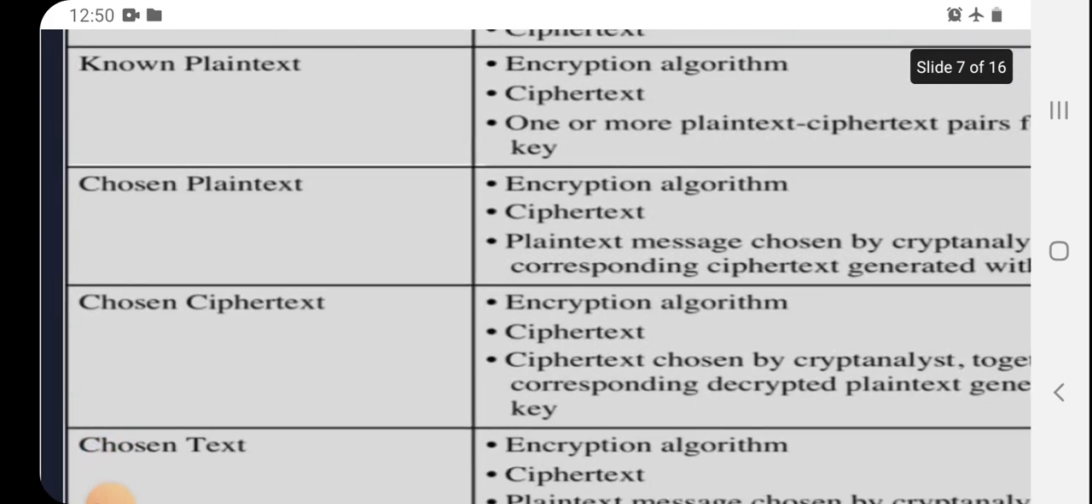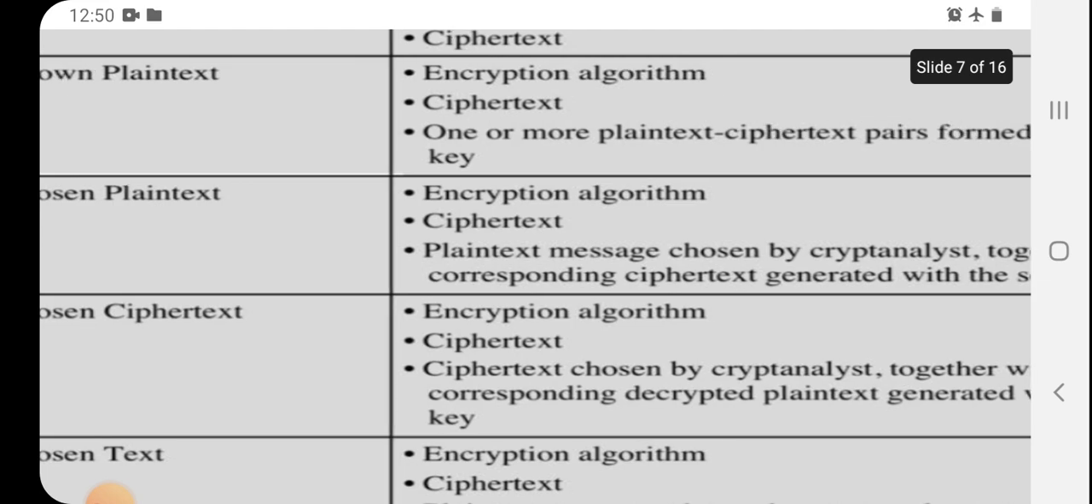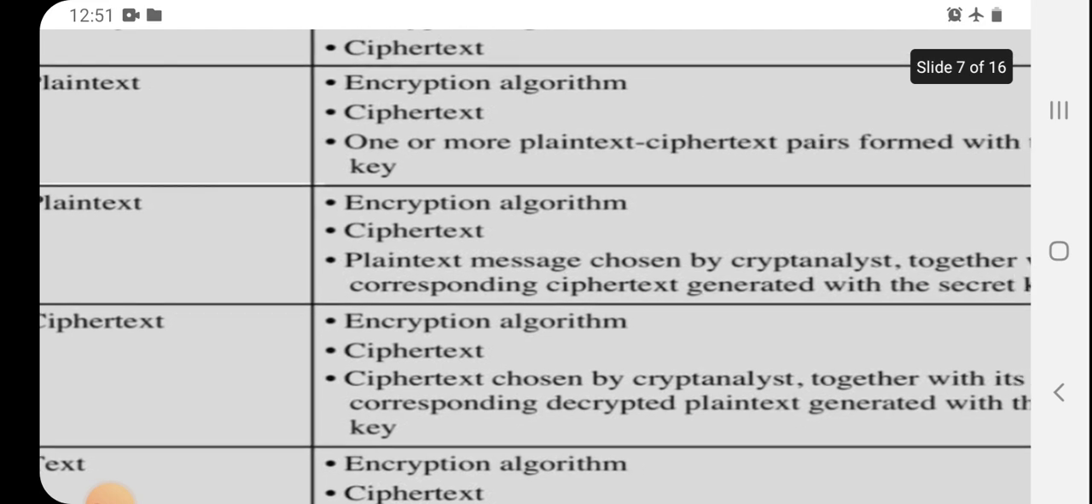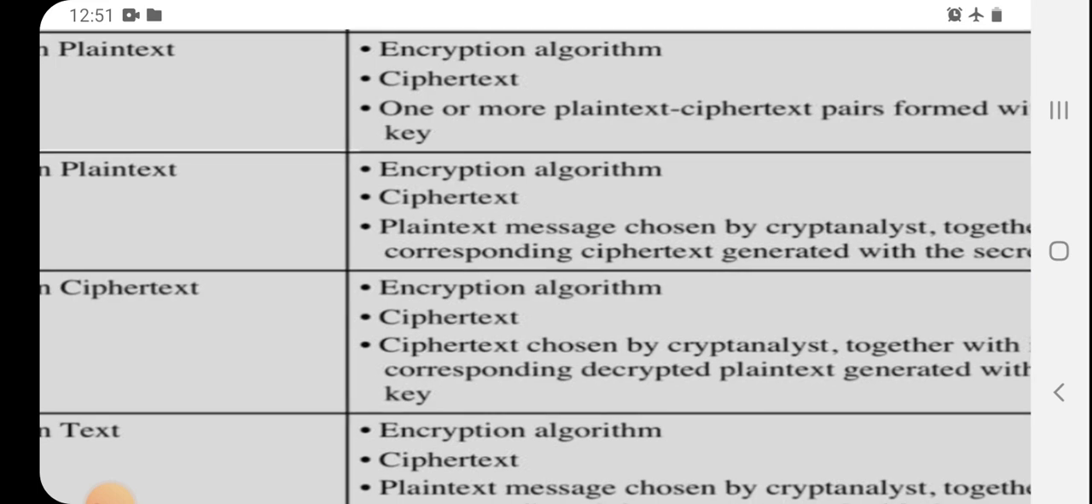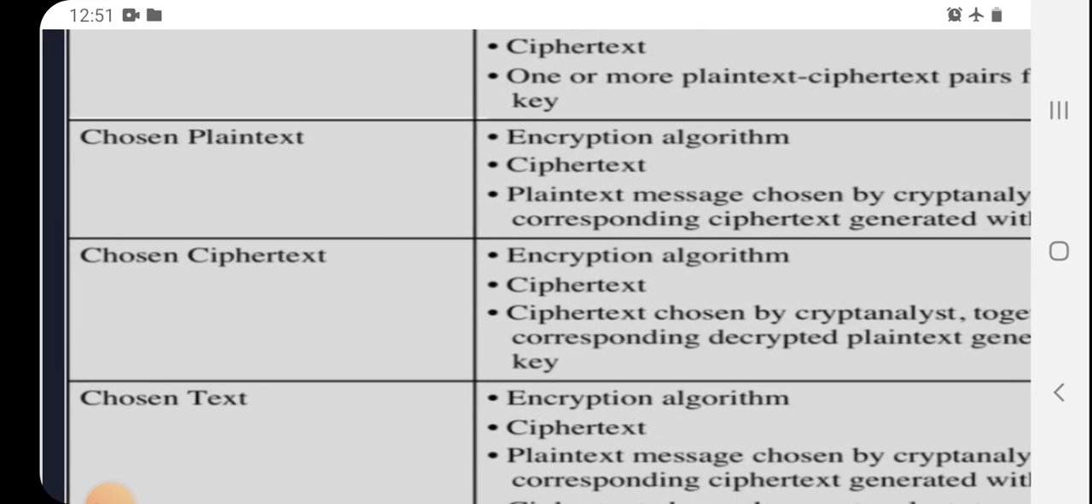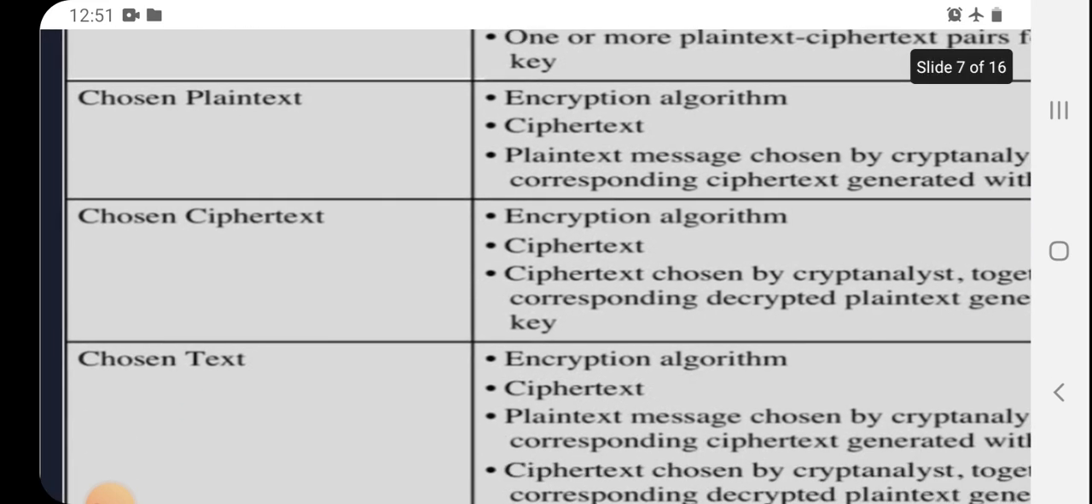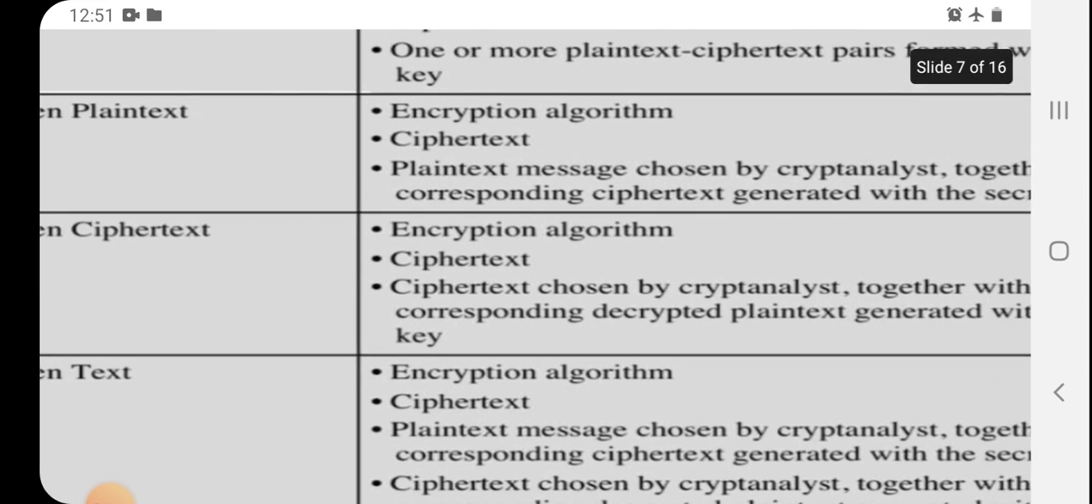Next is chosen plain text. The encryption and ciphertext are repeated once again, and you have the plain text message chosen by the cryptanalyst together with its corresponding ciphertext generated with the secret key. Then we have chosen ciphertext, with the encryption algorithm and the ciphertext chosen by the cryptanalyst.